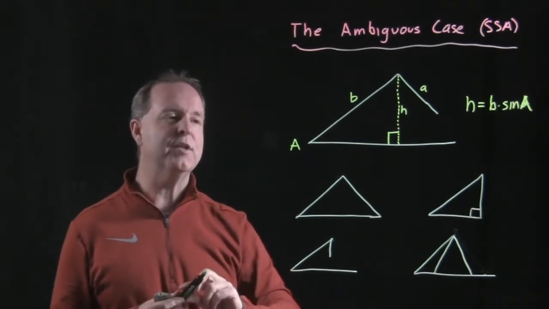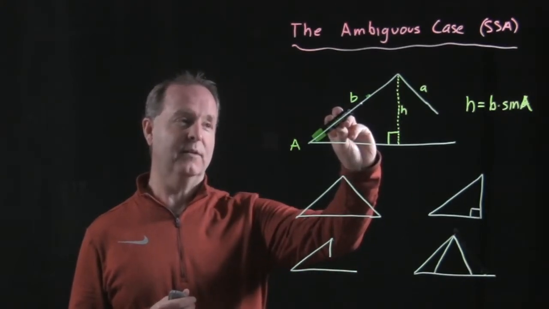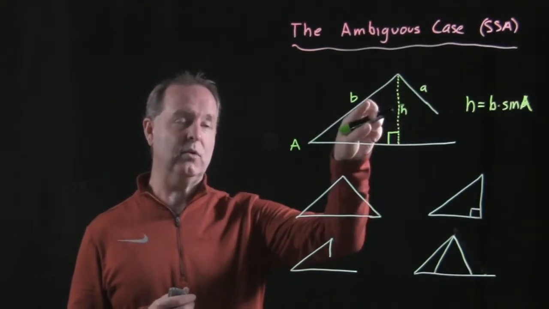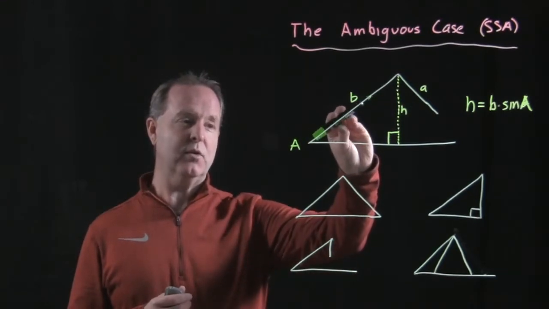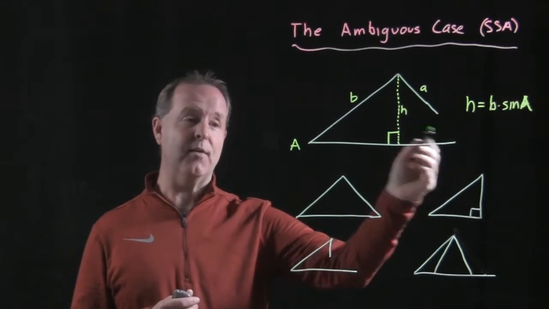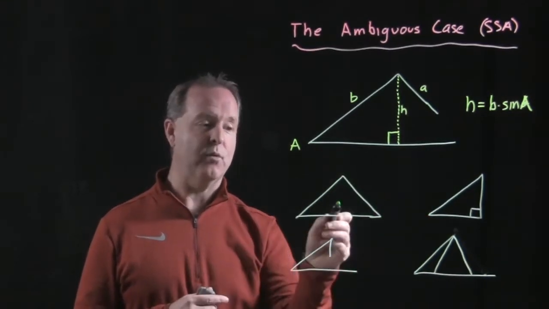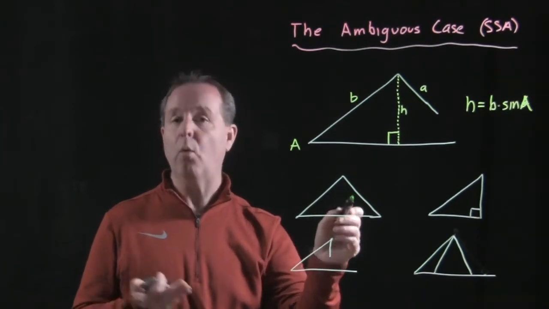Okay, now imagine if we did it the other way. What if we started to decrease the angle? What happens to these two legs? Well, sooner or later, this line is going to touch down here as this angle gets smaller. And then we have what we call one triangle.